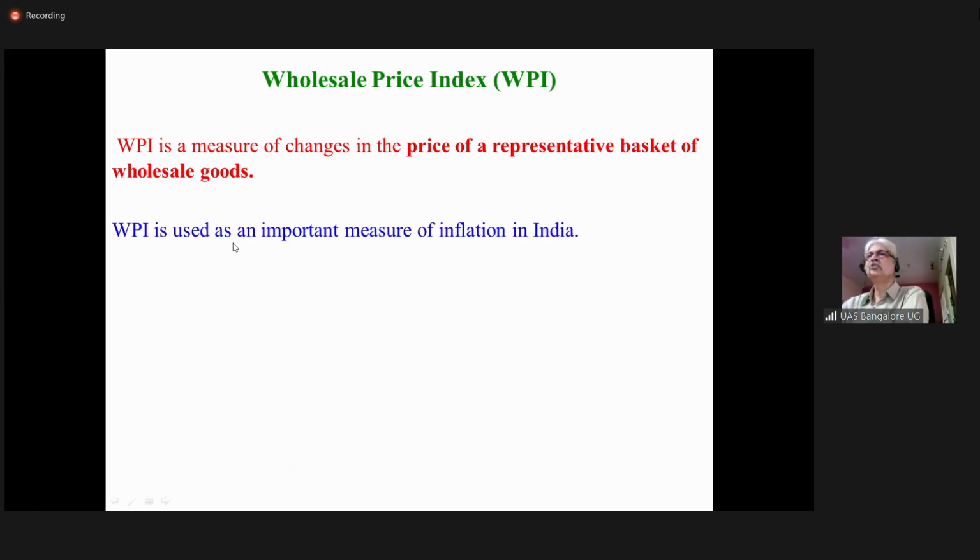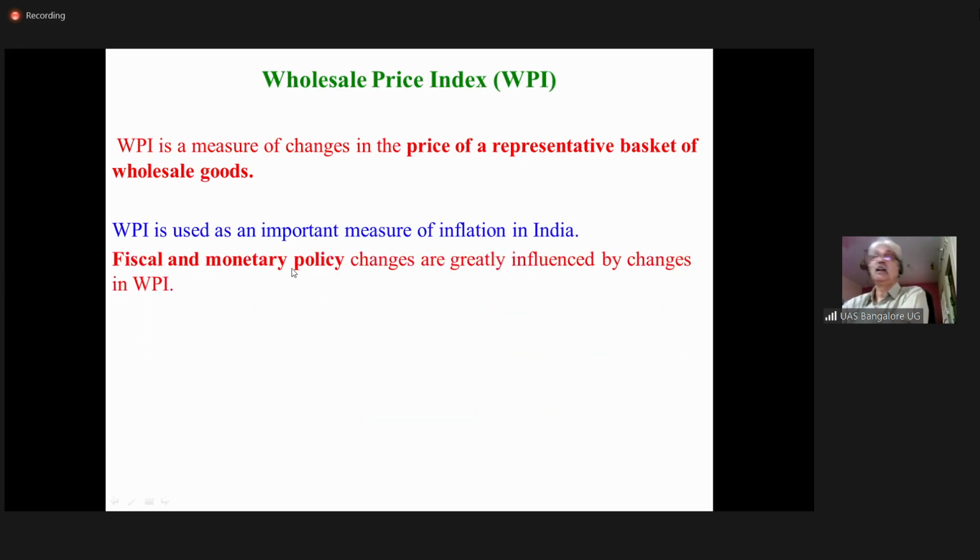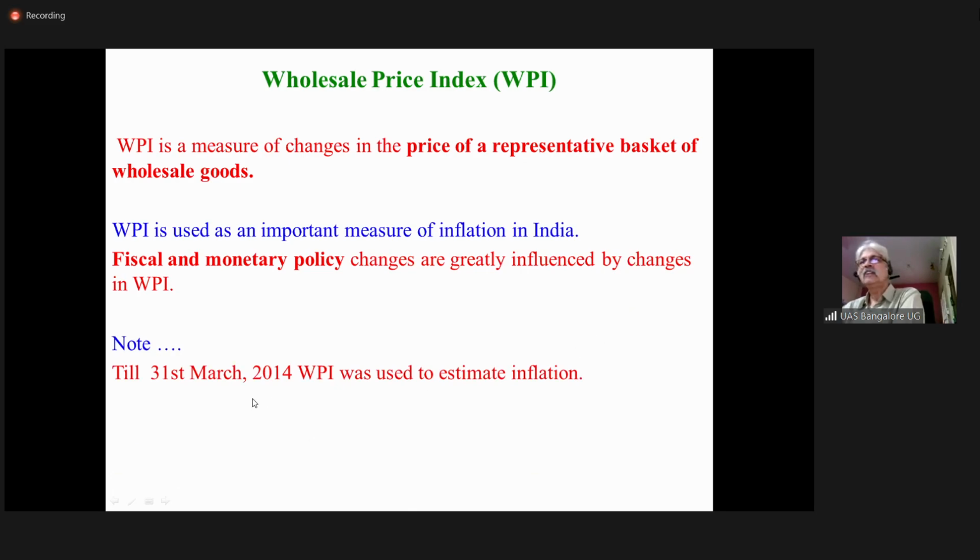WPI is used as an important measure of inflation in India, and all our government measures to control inflation, fiscal and monetary policy changes, are greatly influenced by changes in the wholesale price index. Note, till 31st March 2014, the wholesale price index was used to estimate inflation, but since April 2014, RBI uses the consumer price index to estimate inflation.